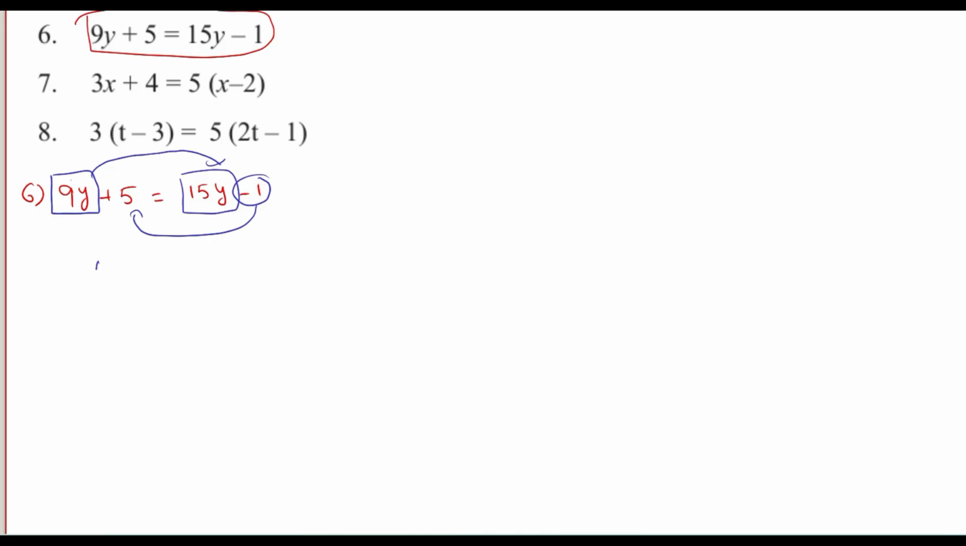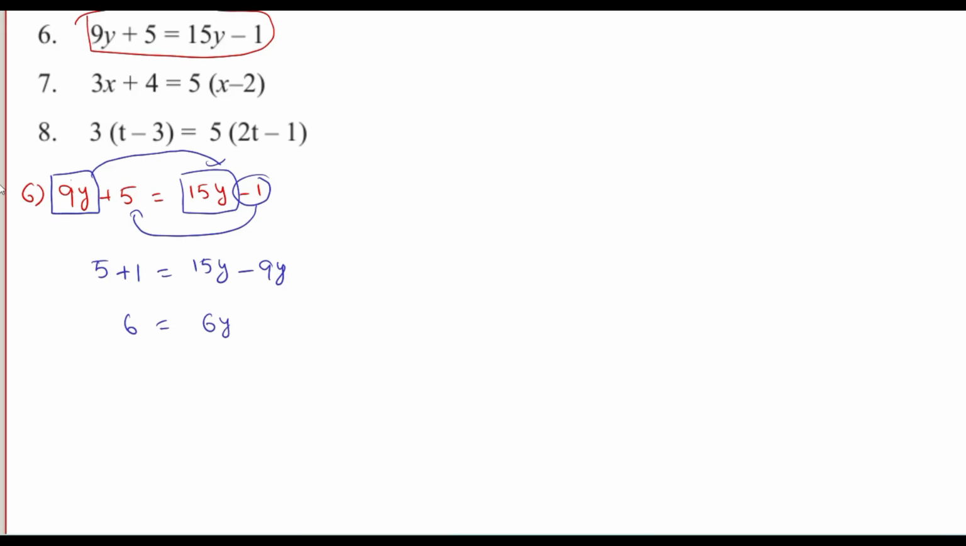So on doing so, we get 5, and transposing this negative 1 to the other side becomes plus 1, that is equal to 15y, and transposing this plus 9y to the other side, the equation gets minus 9y. So from this, we get 5 plus 1 is 6, and 15y minus 9y is 6y. Here we got 6 equals 6y.